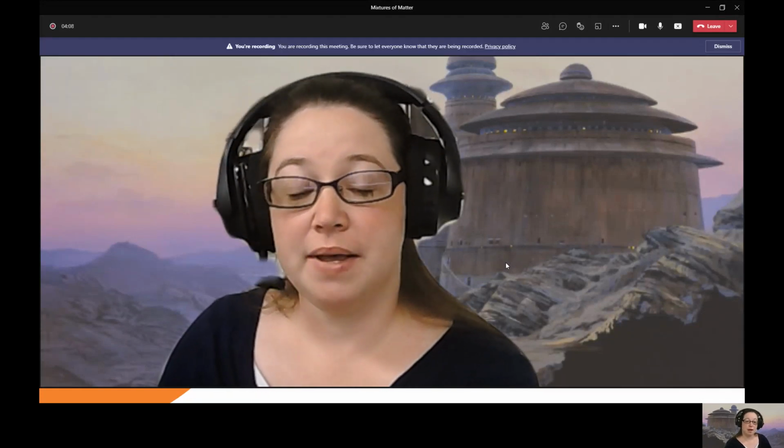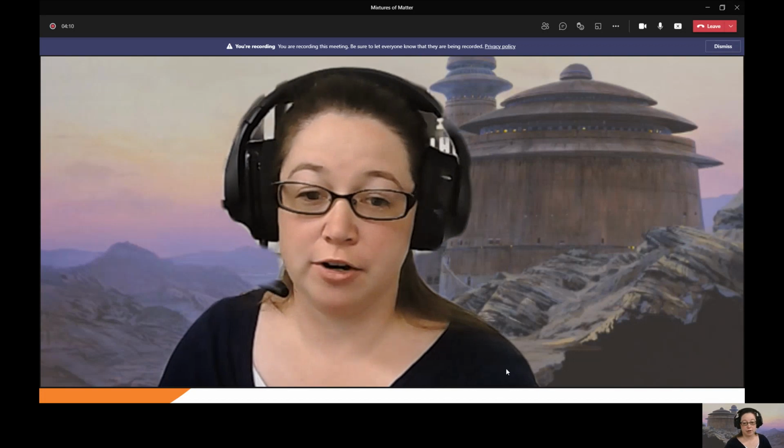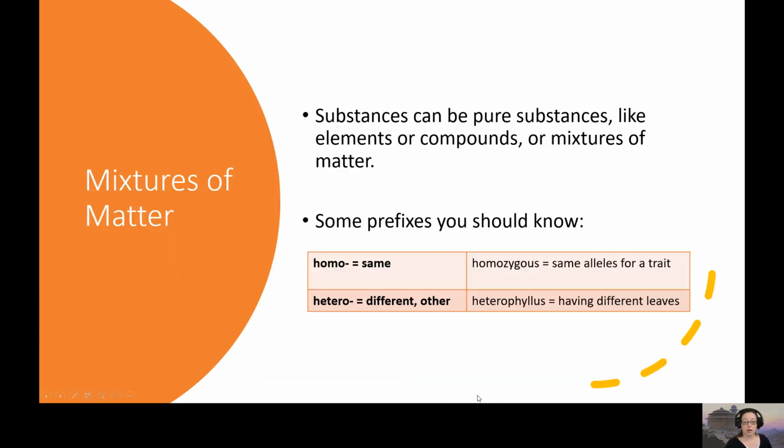Hi, everyone. So we're going to pick up with mixtures of matter. Mixtures of matter are combinations of pure substances. Remember, pure substances are things like elements and compounds. So when you look at something in the world, it can be either a pure substance or a mixture of pure substances.